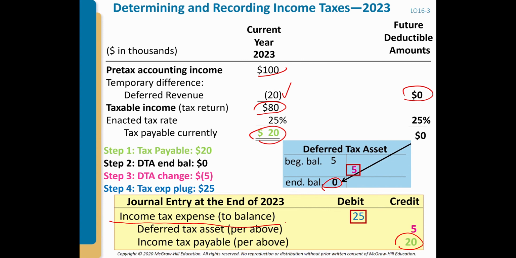Let me ask you, for this year, what is the net income? What is net income for this year, 2023? Anyone can tell me what is net income? 75. Yes, you use that pre-tax accounting income, right? 100, you minus 25, right? So that's how you get net income. Any question at this moment?